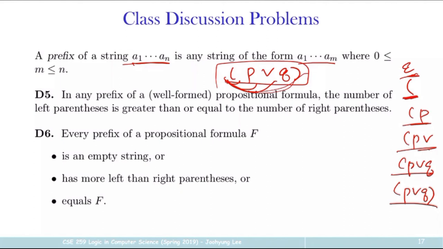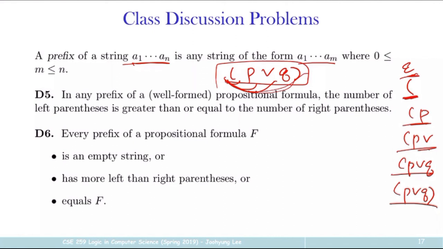All right. The other one is that any prefix of a formula is either an empty string, or has more left than right parentheses, or equals F. So for example, these are all the prefixes of that formula. The first one is the empty string. The second one, this one, this one, this one, they all have more left parentheses, while the last one has an equal number of left and right parentheses, and it's exactly the same as the given formula F. So whatever prefix you take, one of these three cases will apply. That's what P6 is about.